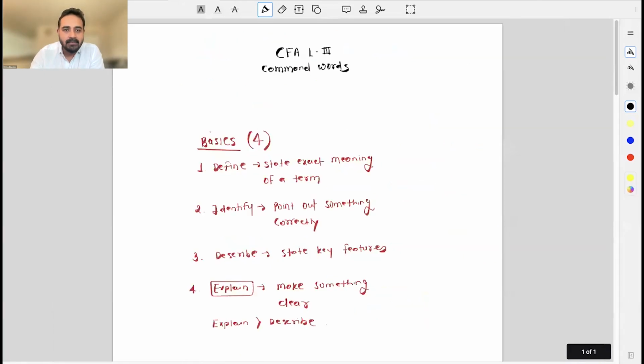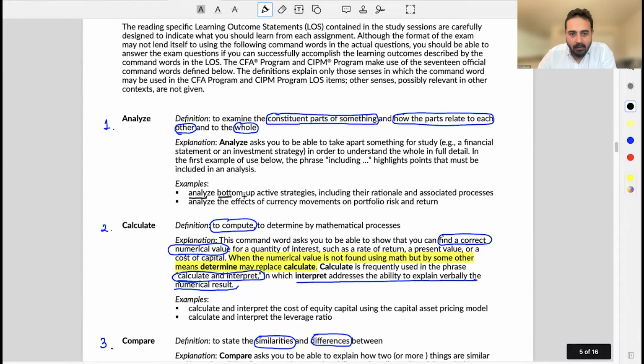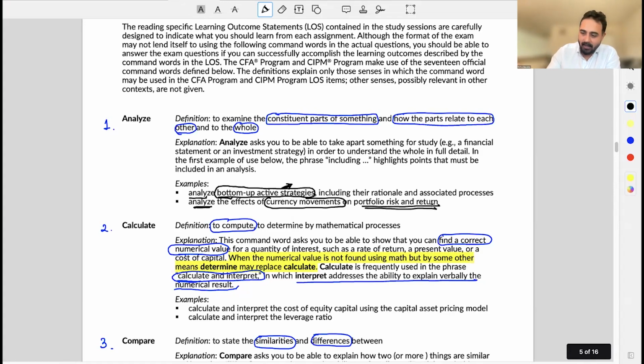Let's look at an example of analyze. Here we go. Analyze bottom up strategies. So maybe there could be 2-3 different strategies, relative value, growth, whatever, right? That might be. And when you say analyze, you need to break down the components. So list what those strategies are, and then you also need to explain them or build a relationship between the two. Analyze the effect of currency movement on portfolio risk and return. So if currency appreciates, what happens, depreciates, what happens, how are they connected to risk and return, right? So analyze means break down and then somehow connect the components. Okay, so that's your analysis.